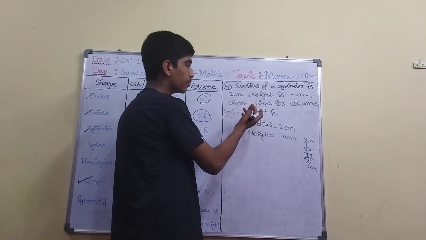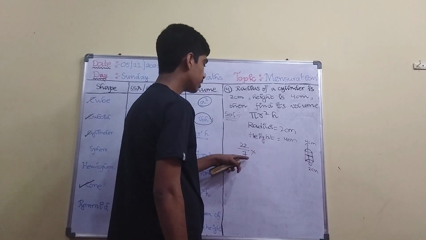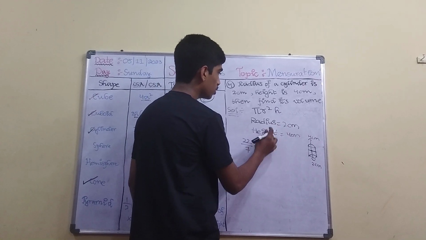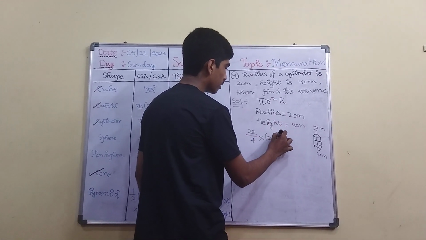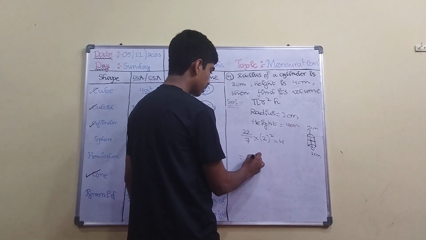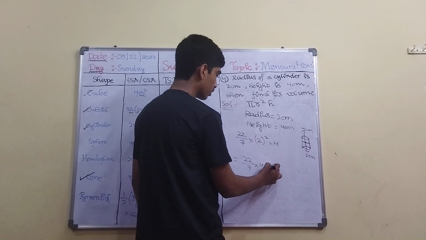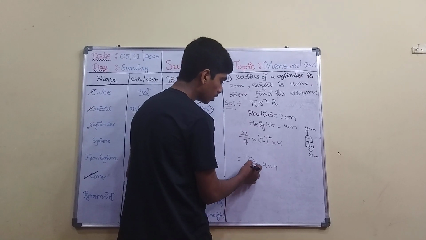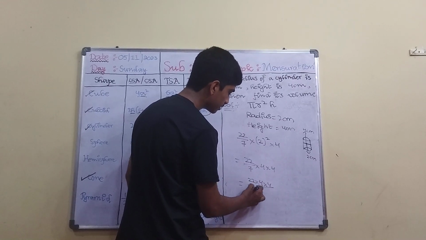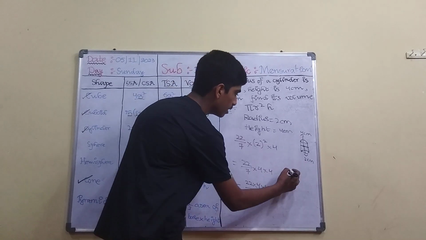What is the value of pi? We all know 22/7 into r square, because r is in multiplication with pi. Radius is 2, so 2 square into height h. What is height? 4 centimeters. So 22/7 into 2 square into 4. What is 2 square? 4 into 4. Multiply the numerators: 22 into 4 into 4 over 7. 4 into 4 is 16. So 22 into 16.